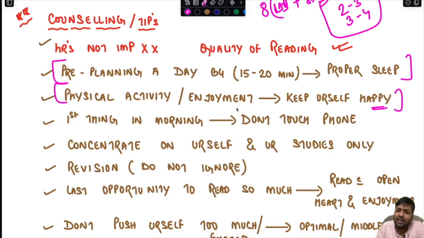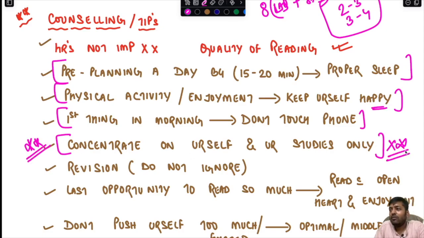And I have multiple examples of very good students who have faced this. First thing in the morning, do not touch the phone. Straight away go to the revision, get over with the heavy subject. Concentrate, very important thing. This is so important, especially among the girls. I am very sorry, I am not doing a differentiation between boys and girls, but girls, I have a very simple request for you.